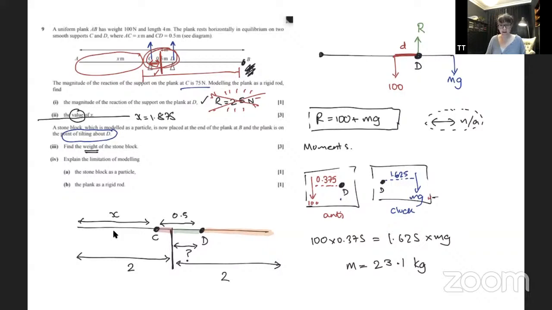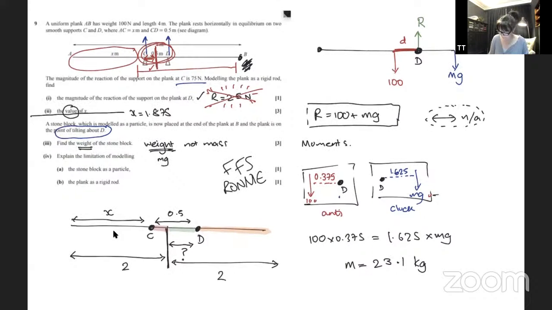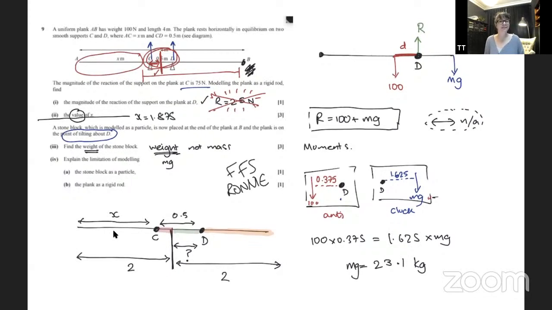Oh, good point. Wait. The weight is weight, not FFS. Weight is mass times gravity. Is that right now? Good. Did myself a little FFS there.